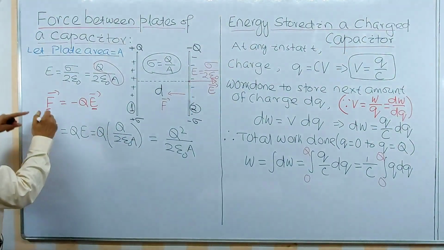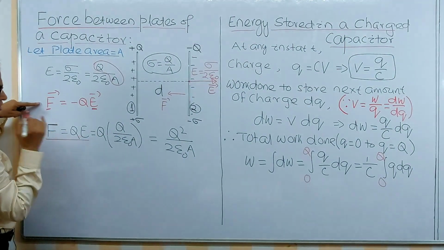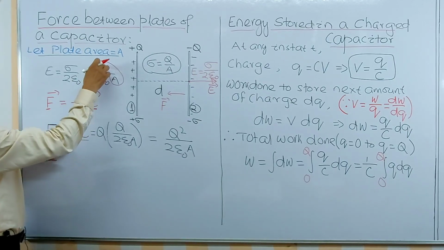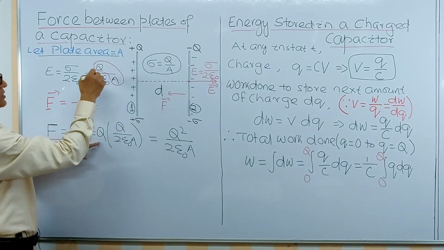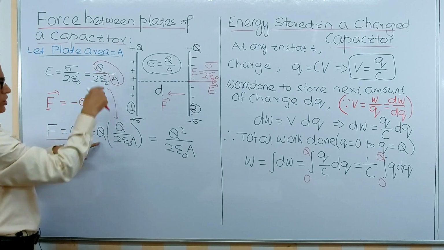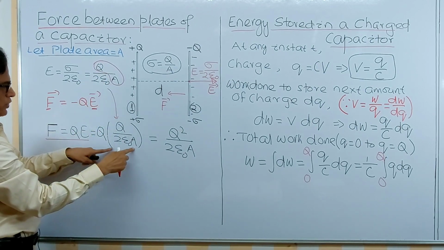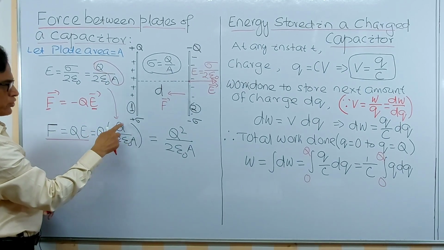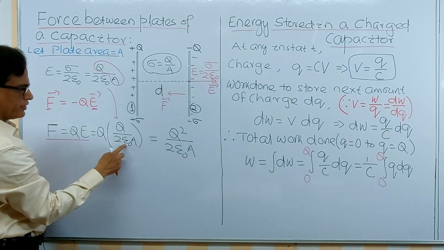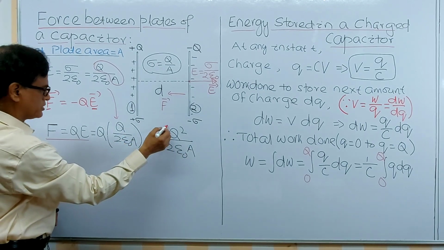The force in magnitude is QE. E has been substituted here: Q divided by 2 epsilon 0 A. That becomes Q into Q, Q square, upon 2 epsilon 0 A. So this is the force.